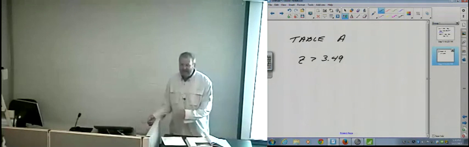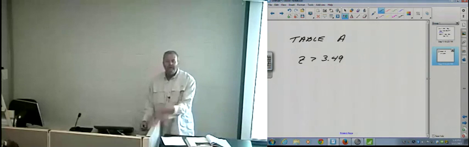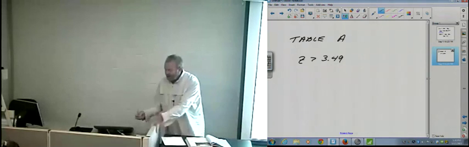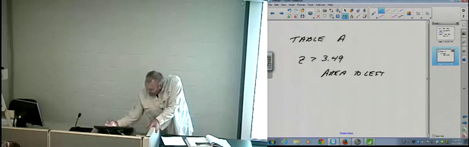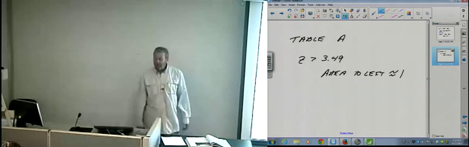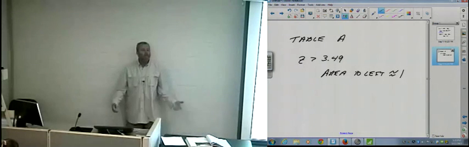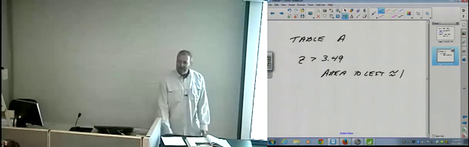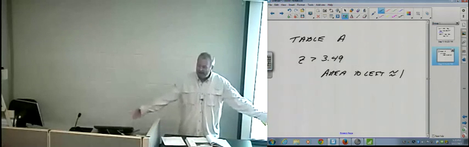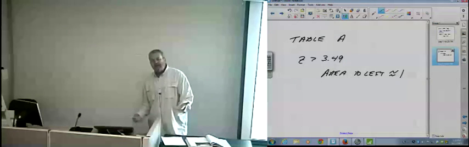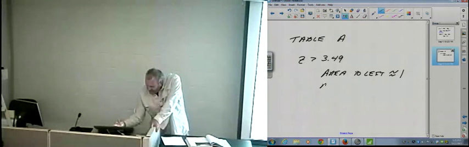If that's the case, what we assume is, remember, the table always tells me the area to the left. So the area to the left is approximately, everybody understand my little squiggly lines? That means approximately. Is it exactly 1? No. Is it close enough for 1 to say it's 1 for us? Yeah. Now, if the area to the left is approximately 1, then what is the area to the right?